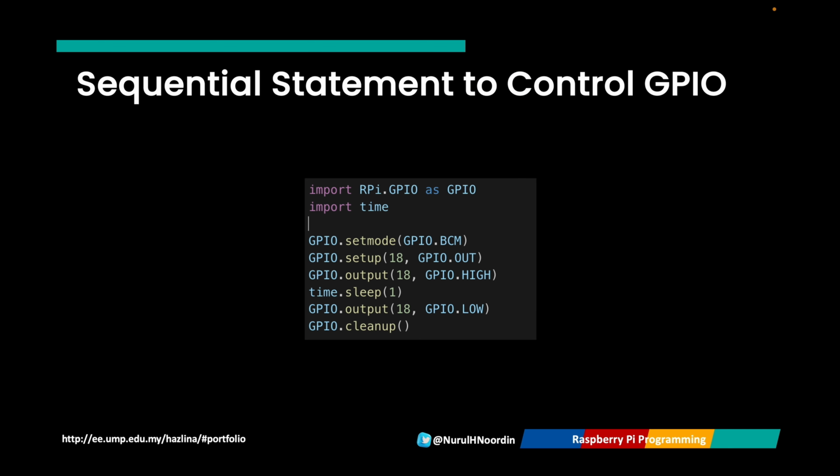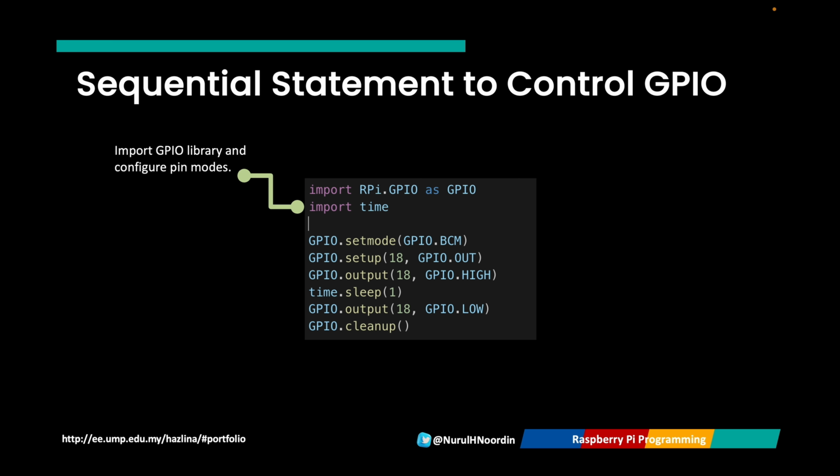This is an example of sequential statements in Python. Import the GPIO library and configure pin modes. Set the LED pin as an output and write a program to turn it on and off. These steps are the foundation for more advanced applications like home automation and robotics. Let's see how this works in Python.